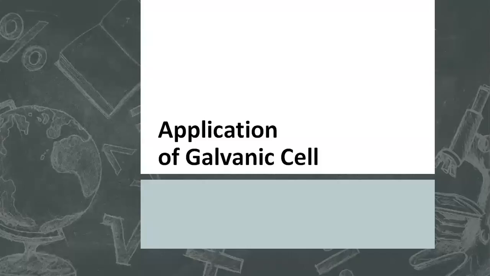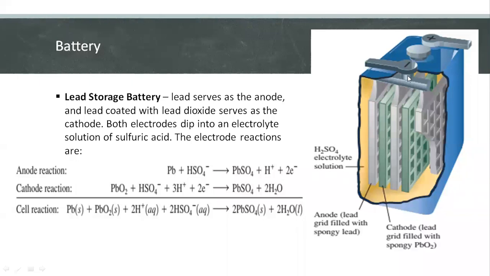Okay, so now let's have the application of galvanic cells. So we have the battery. It is a galvanic cell, or more commonly, a group of galvanic cells connected in series, where the potentials of the individual cells are added to give the total battery potential. Batteries are a source of direct current and have become an essential source of portable power in our society.